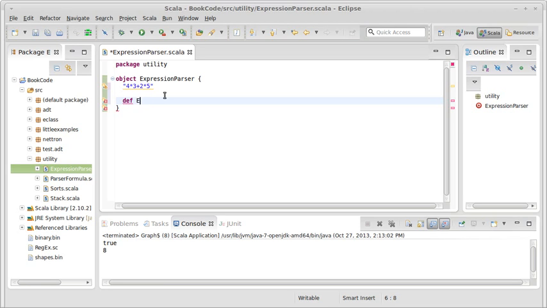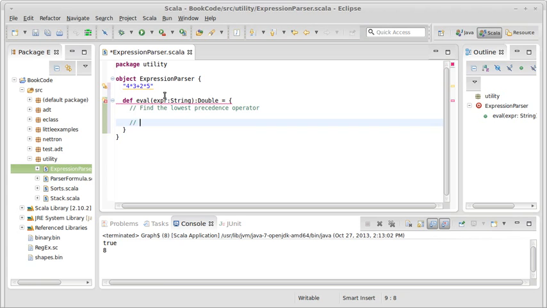I'll just call this method eval, short for evaluate. I'll pass in an expression, which is a string, and since we're dealing with numbers, we're going to give back a double. I want to break this method into two main pieces. The first piece is to find the lowest precedence operator. The second piece is to deal with it, and do whatever we need to do based upon what we found.